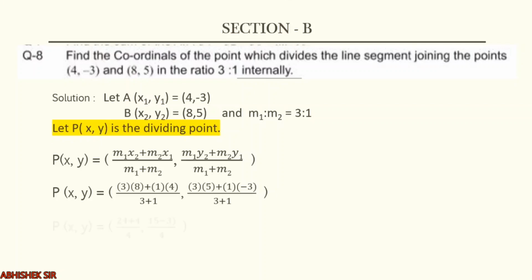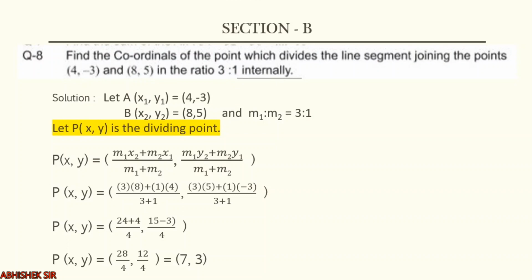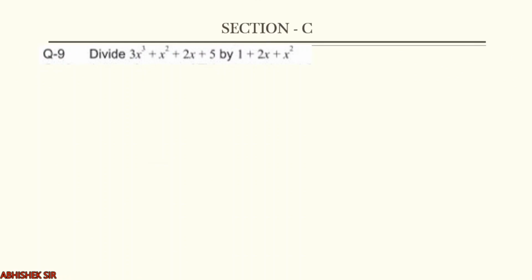So when you solve everything, you will get (24 plus 4) by 4 on the x side, comma (15 minus 3) by 4 on the y side. So 28 by 4 and 12 by 4. That means our final answer is (7, 3). So (7, 3) are the coordinates of the dividing point. Clear? Now moving on to section C.